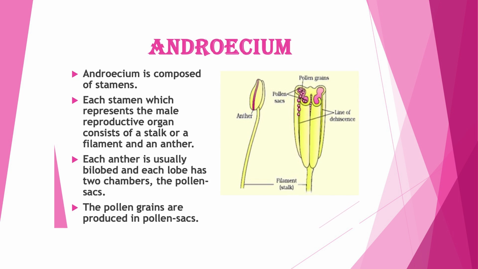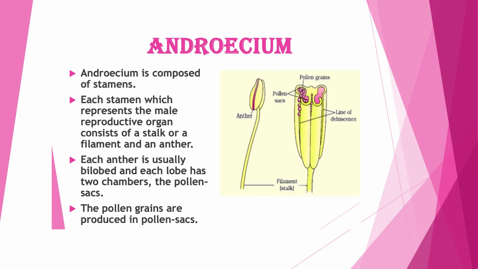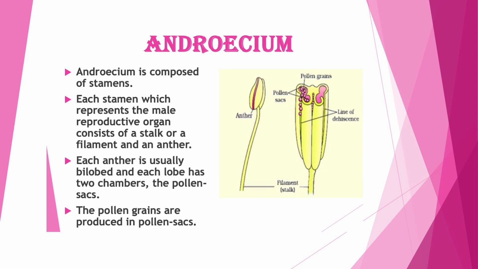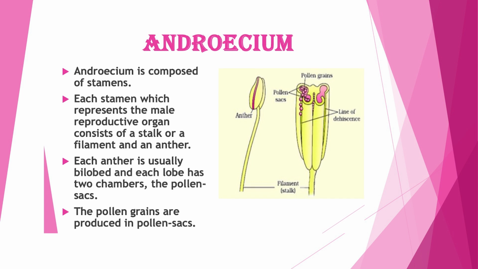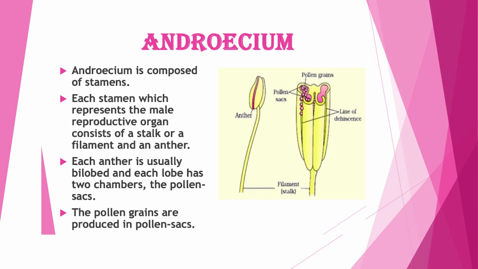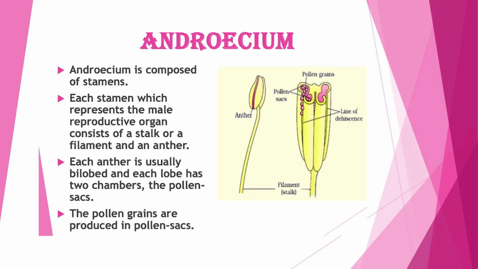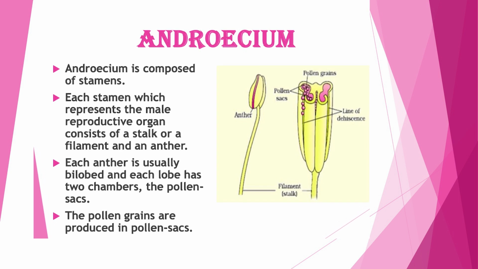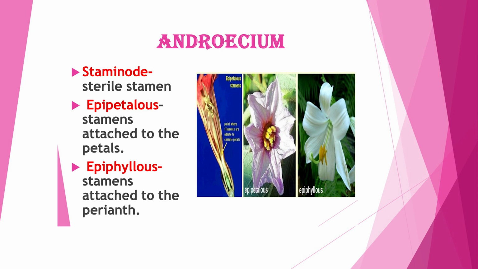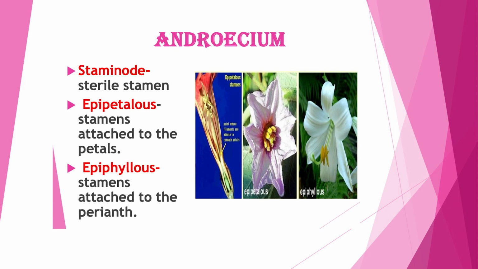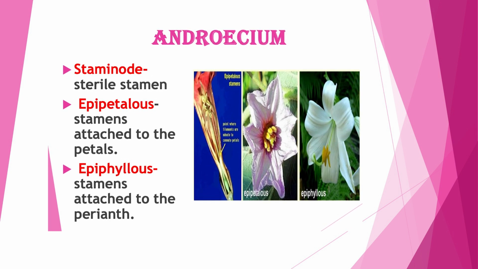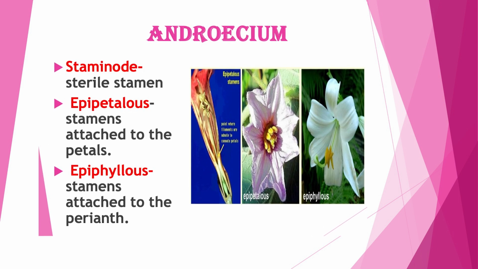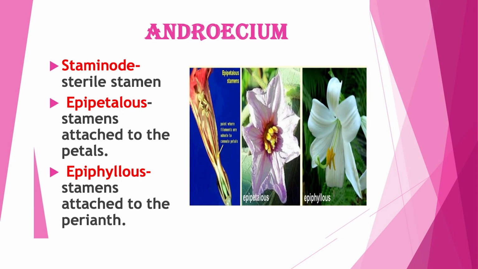Each stamen, which represents the male reproductive organ, consists of a stalk or a filament and an anther. Each anther is usually bilobed and each lobe has 2 chambers, the pollen sacs. The pollen grains are produced in pollen sacs. Staminode is the term used for a sterile stamen. Epipetalous, stamens which are attached to the petals. Epiphyllous, stamens which are attached to the perianth.